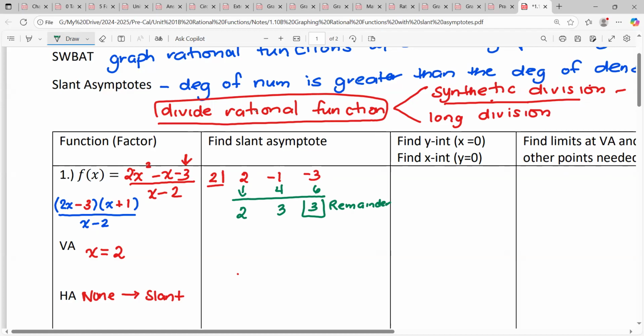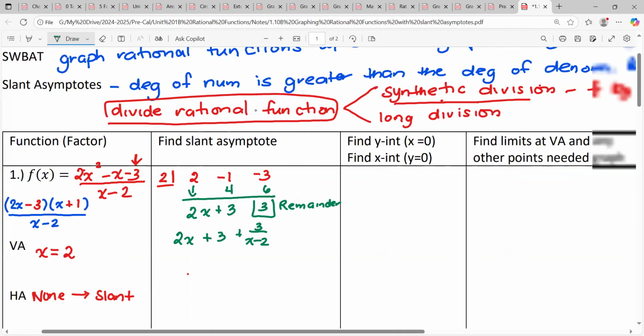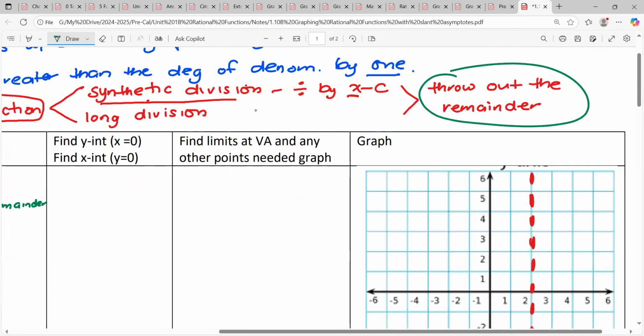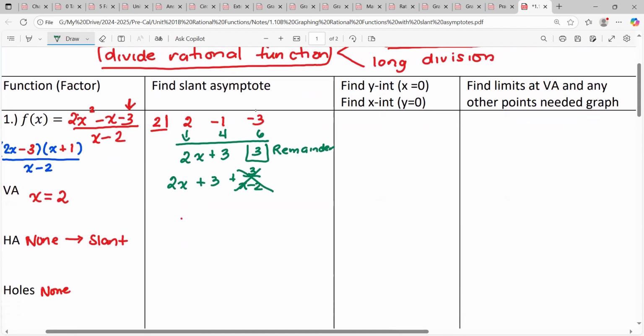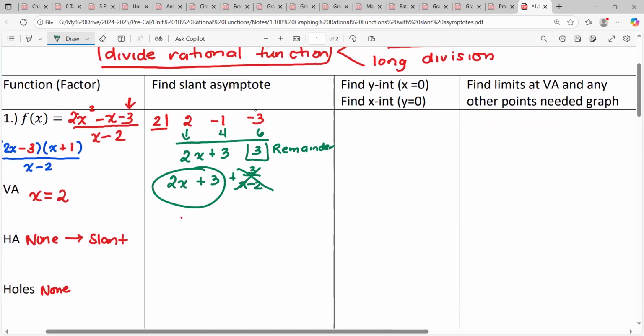Okay. So remember when we did synthetic, this is going to be 1 degree down, right? I was dividing into x squared, so this is going to be 2x plus 3. Now, technically, you're supposed to write 2x plus 3, and my remainder is 3 over x minus 2. Okay. But what did I say about the remainder? Throw it out, we don't need it. So your slant asymptote is this line.